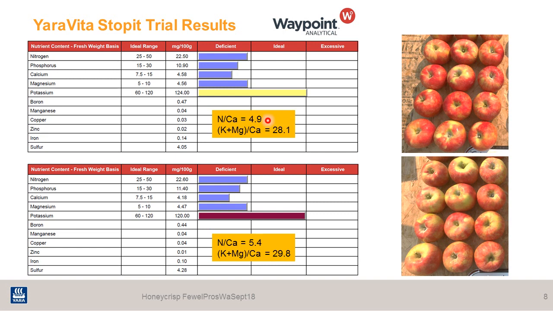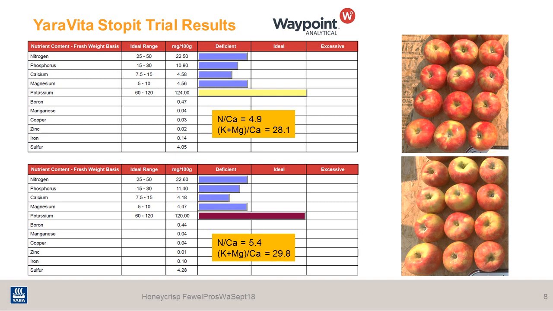Like I mentioned in my previous presentation, we have a lot of data at Yara that would show that the lower the nitrogen to calcium ratio, normally translates to a better color fruit. Then we also have the potassium plus magnesium to calcium ratio. Again, the lower that ratio, the better. Here in this treated plot, you can see that we have higher calcium compared to the untreated plot, lower calcium.